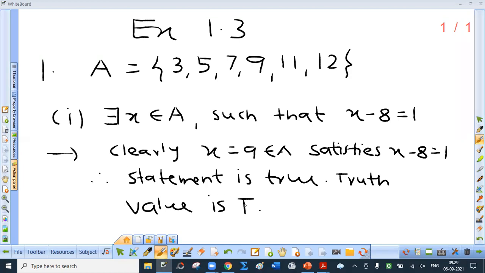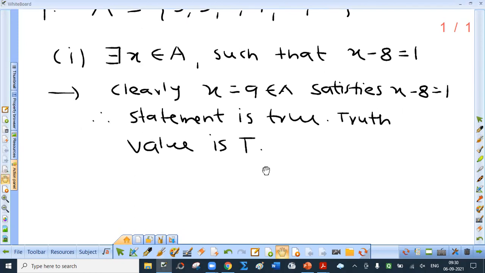So you have to write this. You can't just say that the statement is true. You won't get full marks for that. You have to say clearly that for x equal to 9. Now this is important. See, if 9 doesn't belong to A, then the statement will not be true. So for x equal to 9, most importantly, it belongs to set A and satisfies x minus 8 equal to 1. So the statement is true. So what is the truth value? It is nothing but T.